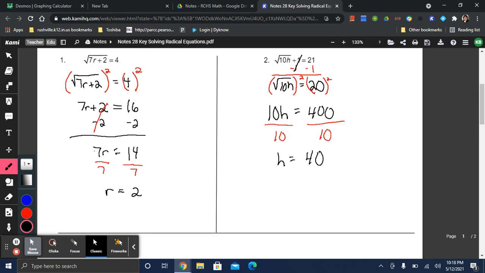Another thing we're going to do is put your answers in a solution set.